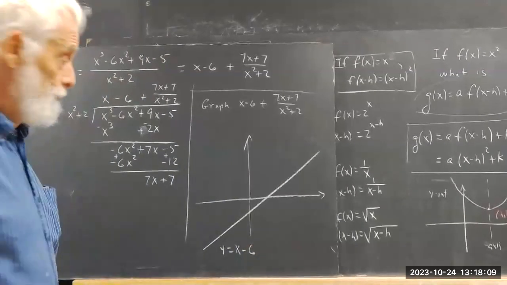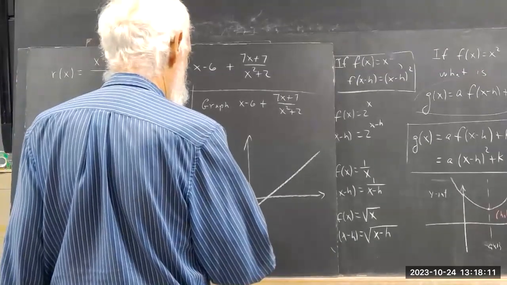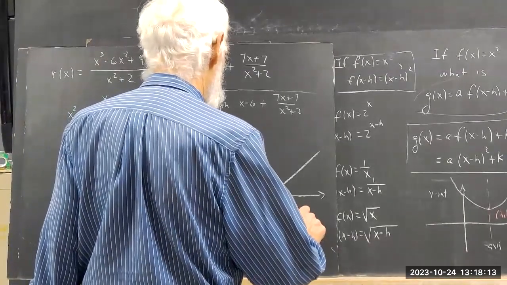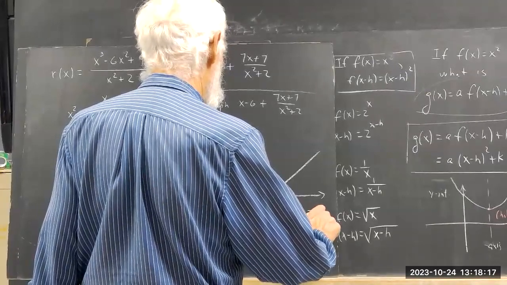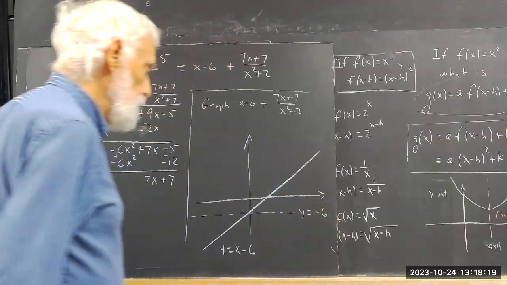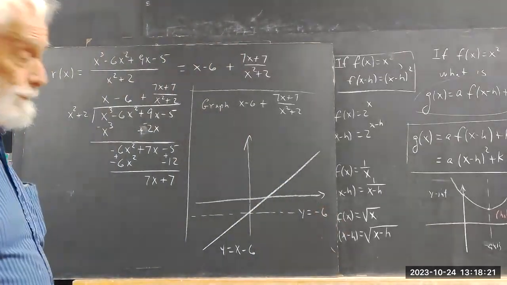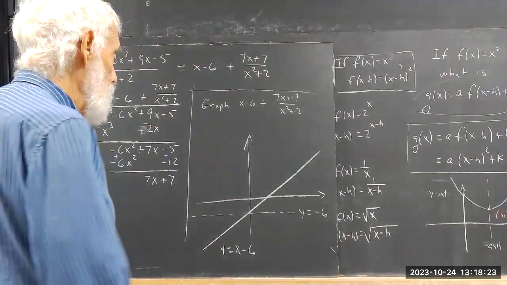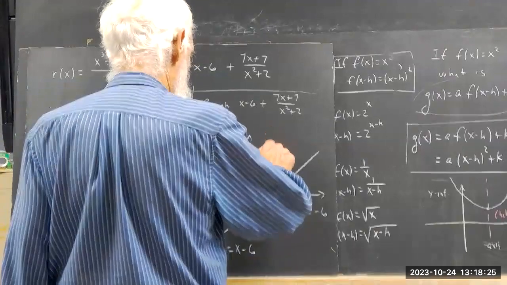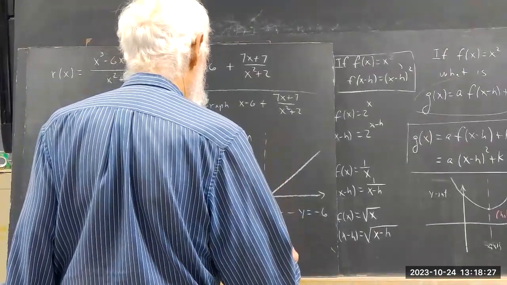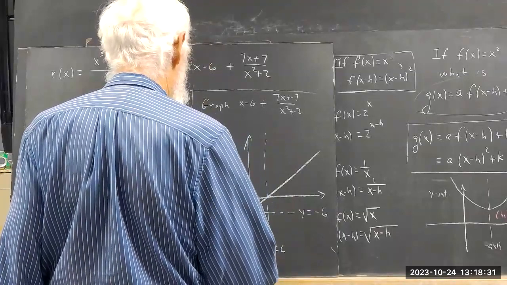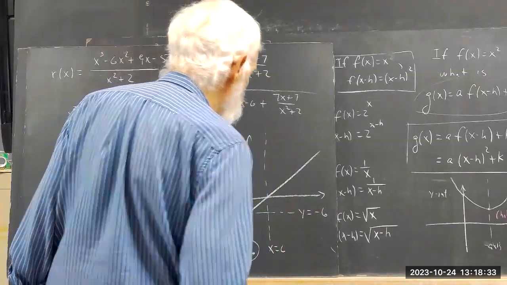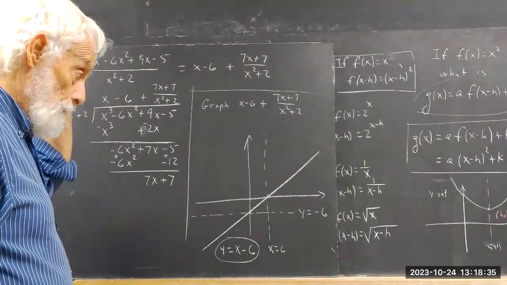Here, where this line is y equals negative 6, that's the y-intercept. And if you want, this line is x equals 6. That gives you kind of a scale.